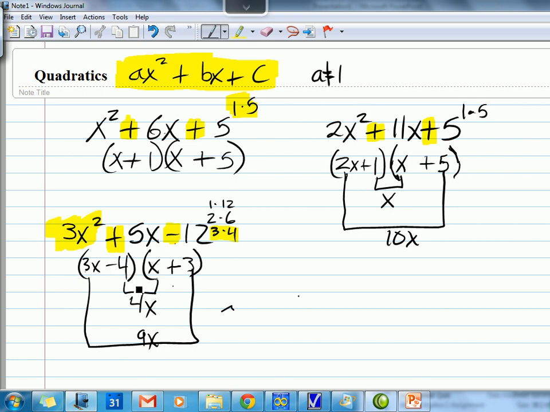When you foil negative 4x and this together, you get negative 4x, don't you? Well, negative 4 and x together, you get negative 4x, right? And then positive 3x and positive 3 give you 9x. You combine those, you're going to end up with 5x. Easy enough, right? We'll do more of those later.